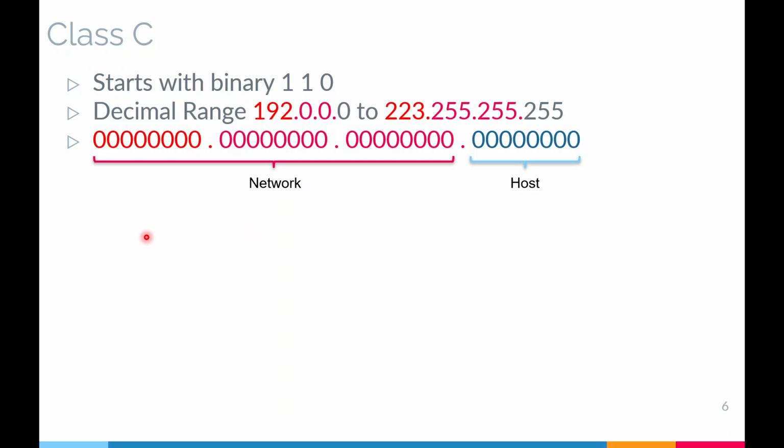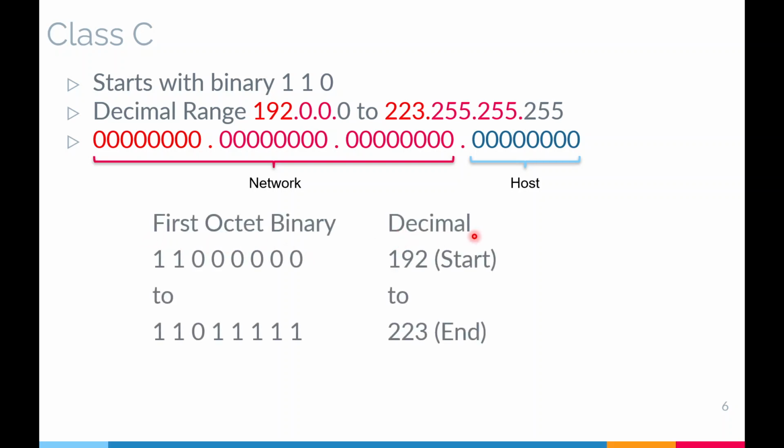Now let's talk about the binary and decimal conversions. We only talk about the first octet. Again, 110 is fixed as we said, and the remaining 5 bits can have all possible combinations. The first one, obviously, you fill the remaining positions with 0, so it starts with 192. And to get the last one, you fill all the remaining positions with the maximum value, which is 1. So it ends in 223.